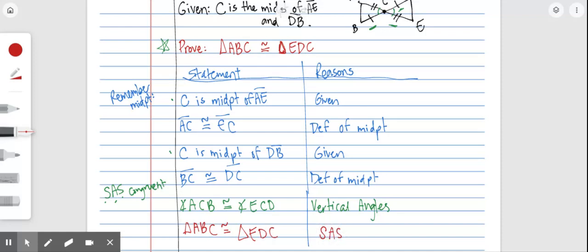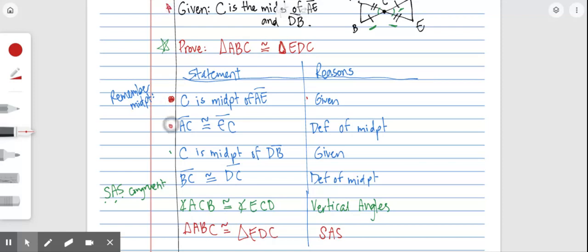There's only one proof on your sheet. I really wanted to introduce you to proofs and show you how to set up a proof. So each statement has to have a reason. I told you this: C is the midpoint because I was given it. It was told to me at the very beginning.